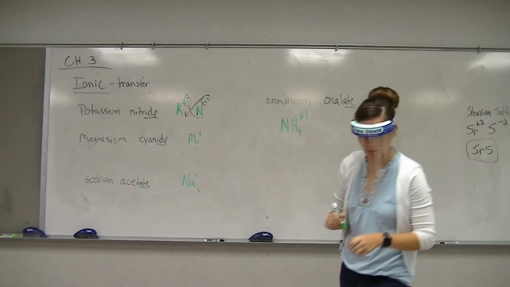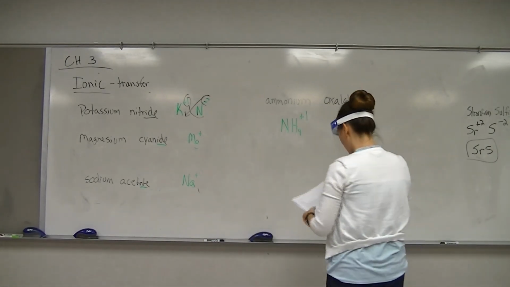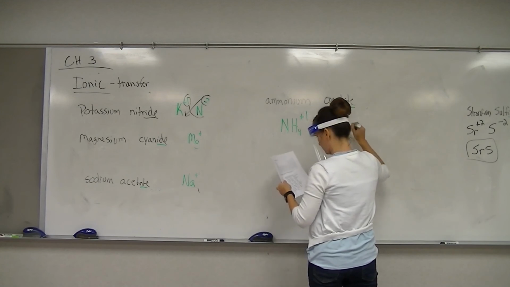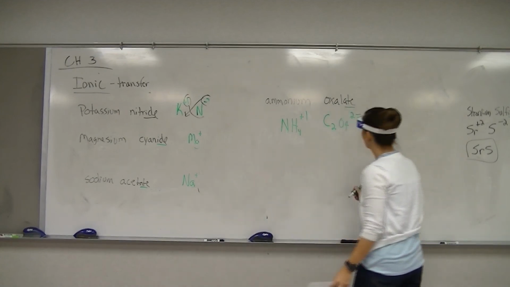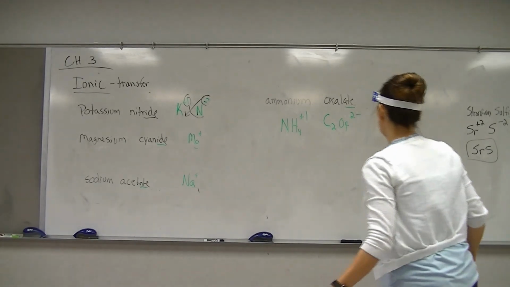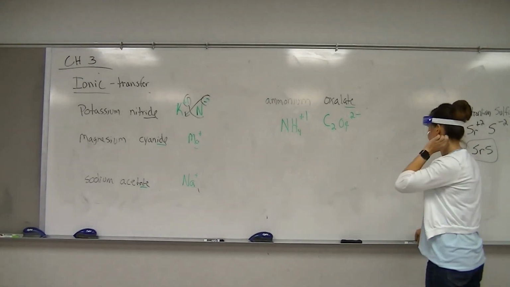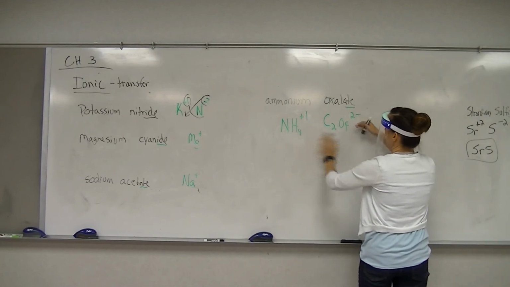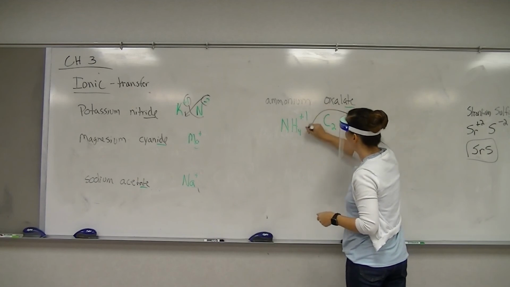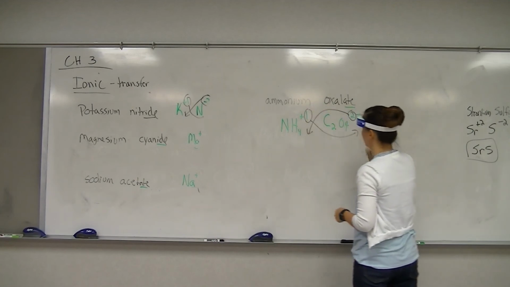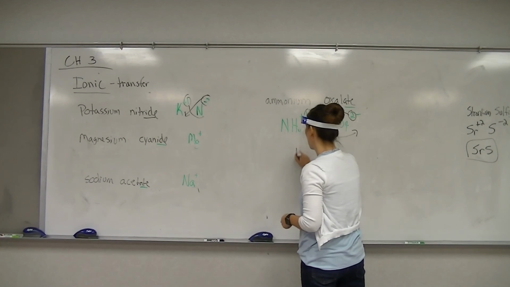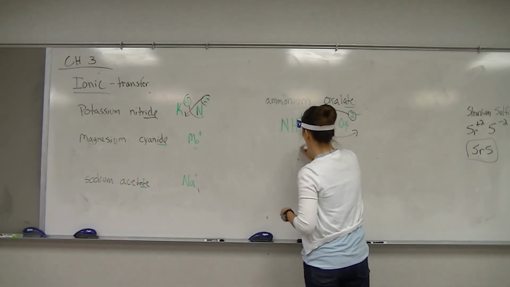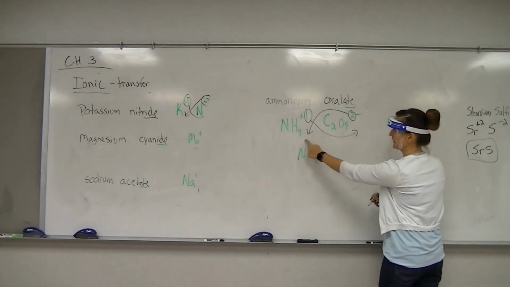And then oxalate, I forget what oxalate is, C2O4? C2O4 negative. Or -2, you can write it either way. So here, the charges aren't canceling, so I need more ammoniums, right? I need 2 ammonium ions for every 1 oxalate. So when I write NH4, I just said that I need 2 of them.